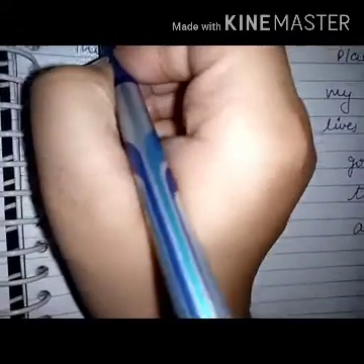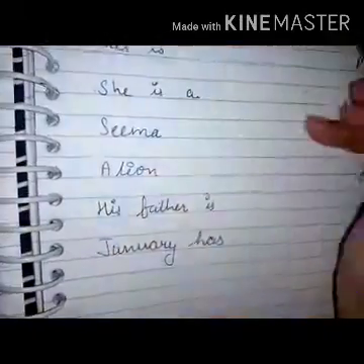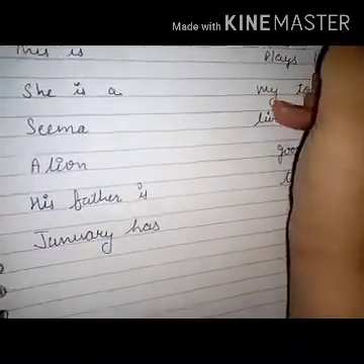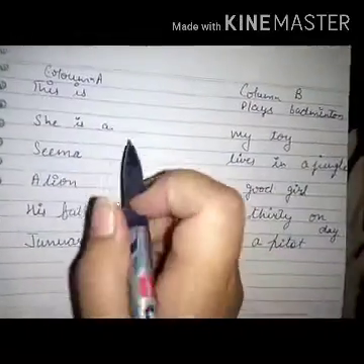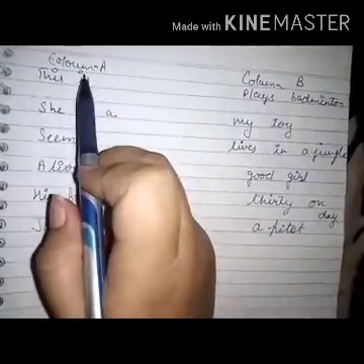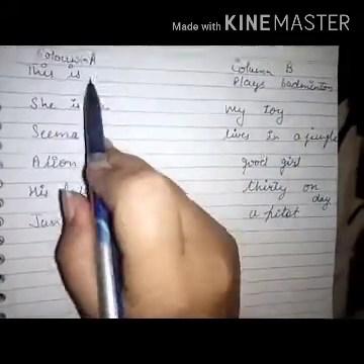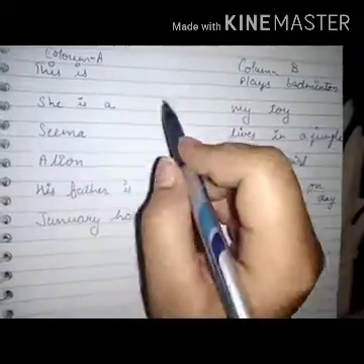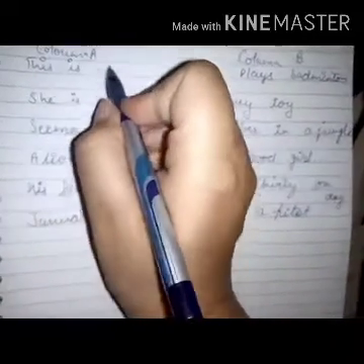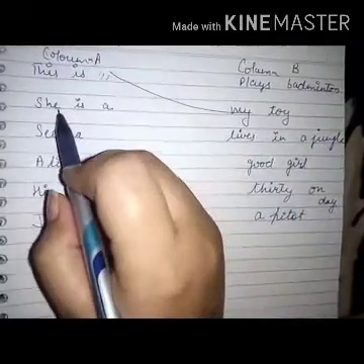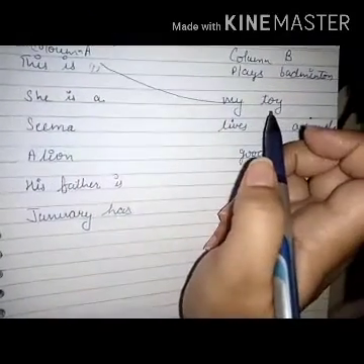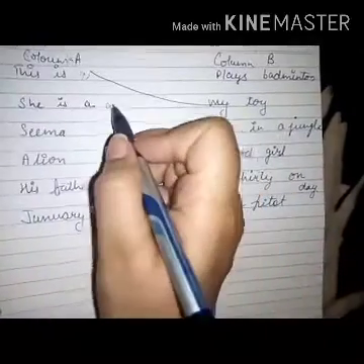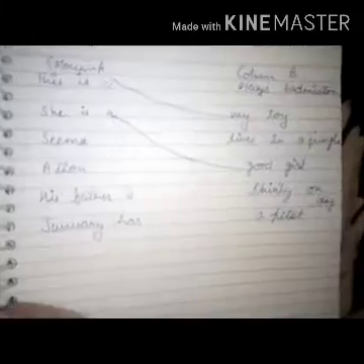Now we will see our next question. It is matching. Column A and column B. Here we should match. We will do matching like this. Is this a play badminton? No. This is my toy. Does she play badminton? No. She lives in a jungle. No. She is a good girl. Yes, she is a good girl.